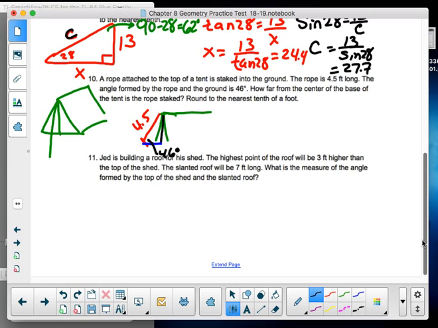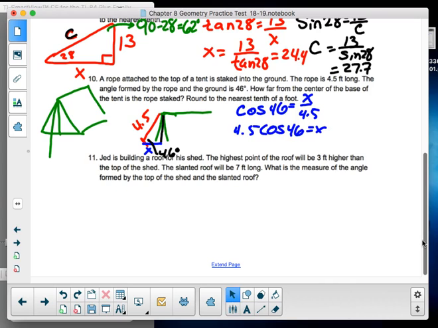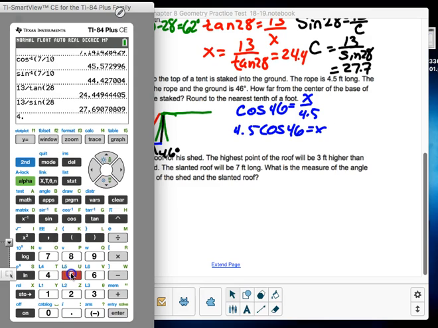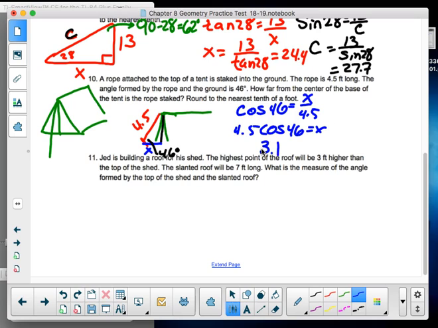Now, how far from the center of the base of the tent is the rope staked? So that's what they're asking. I'm finding X, the blue. So I want to know this value of X. That's adjacent over hypotenuse, which is cosine. So cosine of 46 is equal to adjacent over hypotenuse, 4.5. 4.5 times cosine of 46. I grab my calculator, and I got 3.125, which rounded to the nearest tenth of a foot is 3.1. 3.1 feet away.